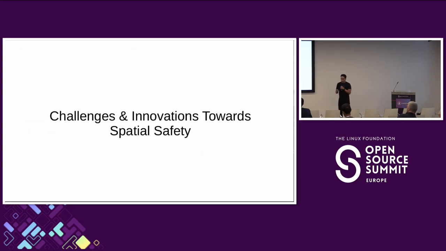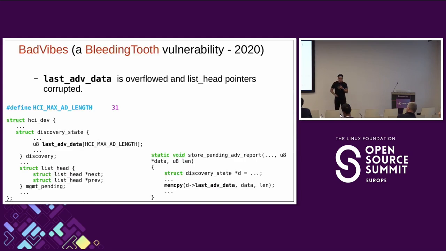Okay, well, now let's get into the main part of the presentation. Back in 2020, I don't know how many of you know about these vulnerabilities, the BleedingTooth vulnerabilities? One person, yeah, a couple of people. Okay, well, back in 2020, a security researcher at Google found, I think, three vulnerabilities in total that he decided to call the BleedingTooth vulnerabilities. Obviously, because the code was Bluetooth code, right? And one of them is this one, the bad vibes.